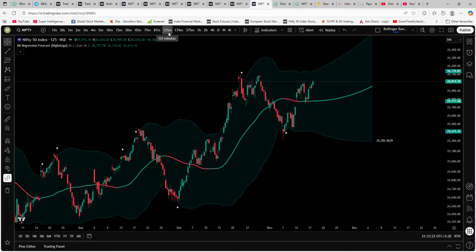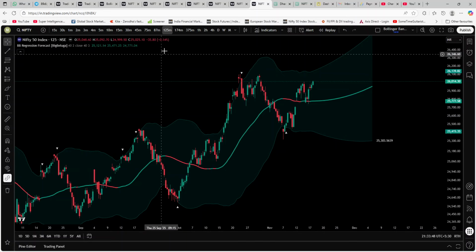But this script basically says that it's moving within a band, and when the band is expanding, that means the market is expanding, and when the band is narrowing, that means maybe there's a reversal on the horizon. Apart from that, these white dots, these white triangles, they are where the trend is most likely to reverse.